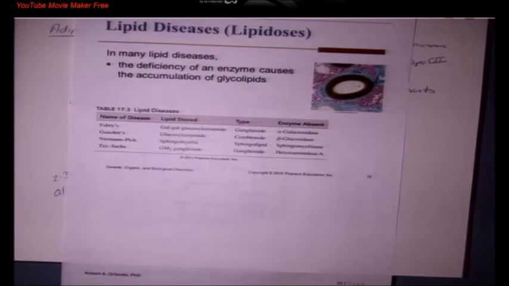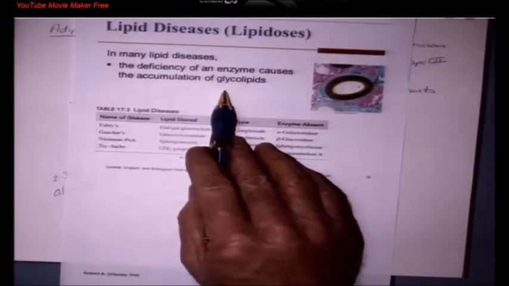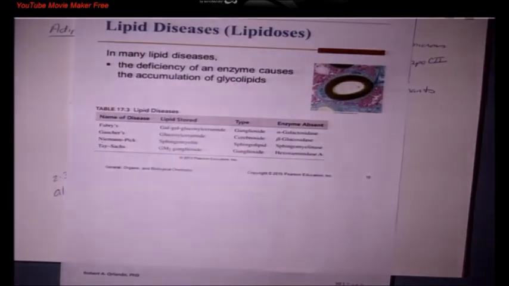Okay, so that's the lipidosis. Again, the common theme is that you have an abnormal accumulation of these particular lipids, just like we saw an abnormal accumulation of glycogen. And each disease will have its enzyme that's deficient.